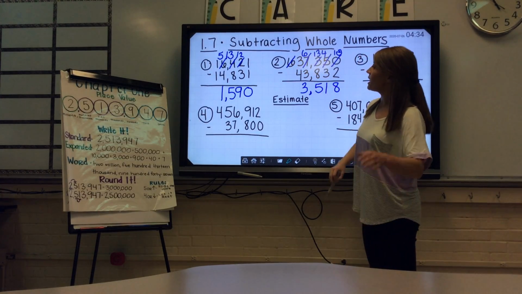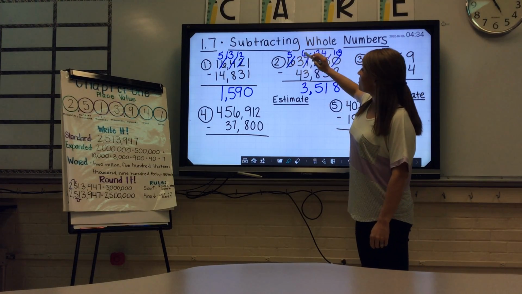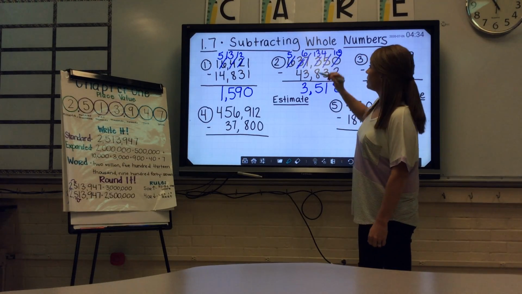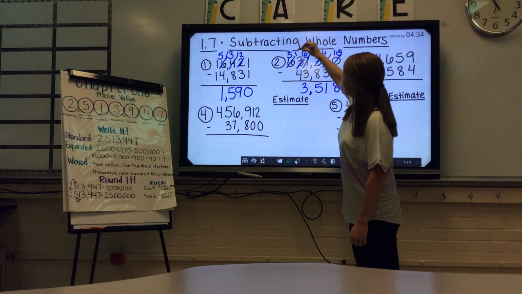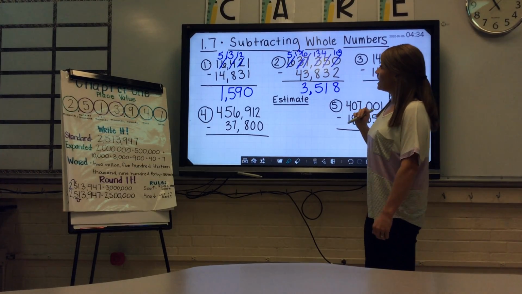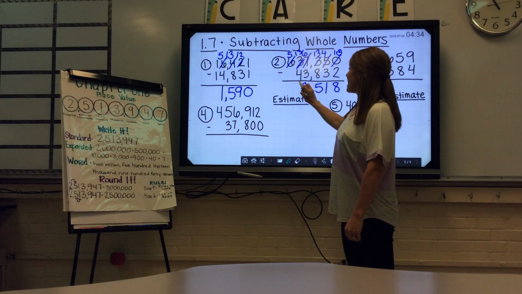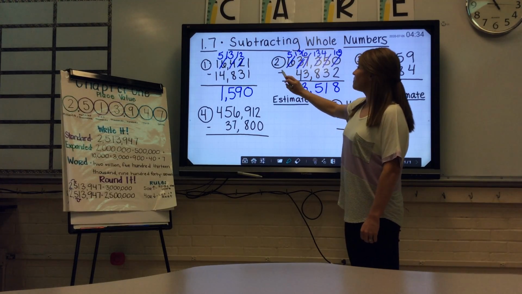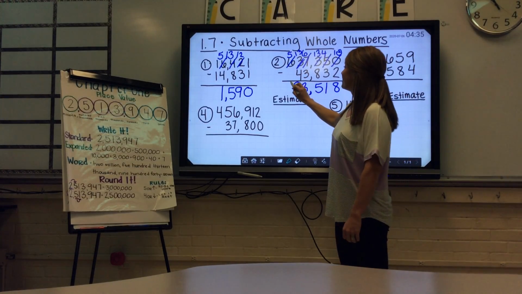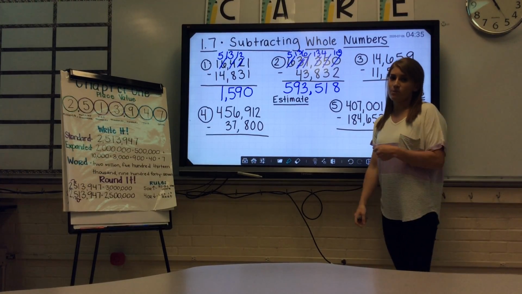This 6 becomes a, good, becomes a 5. And this 3 will change to a, wonderful. You guys are so smart. That is exactly right. It is going to change to a 13. 13 minus 4, we can do that now. 13 minus 4 is, wonderful, it is 9. And then 5 minus 0, or 5 minus nothing is, right, it's just 5. Great job. You guys are doing awesome. Let's keep rocking and rolling.